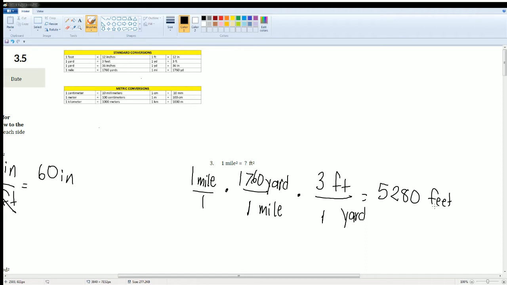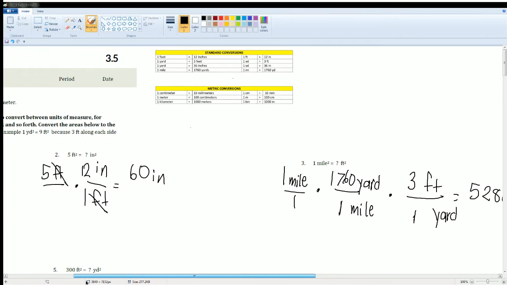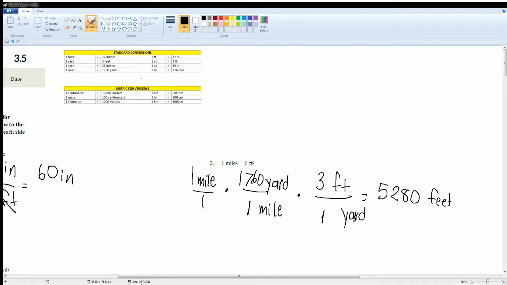Giving you some perspective, okay? An average football field is 100 yards. So think about that. A mile is around 18 football fields. Okay. All right. So let's do the next one.